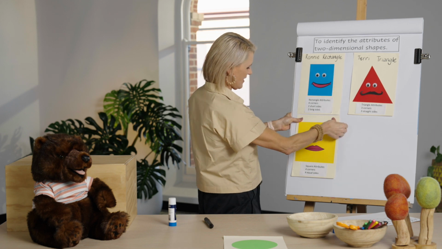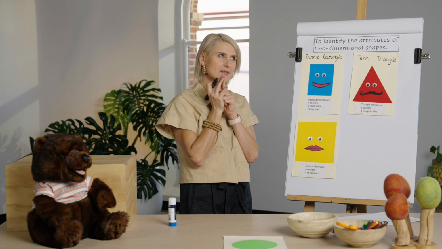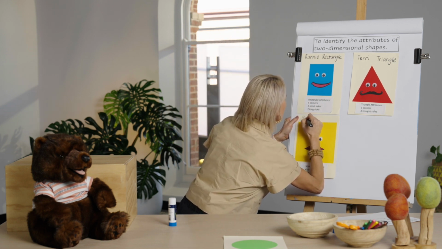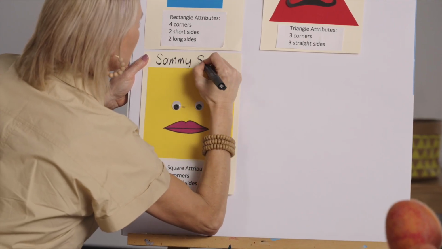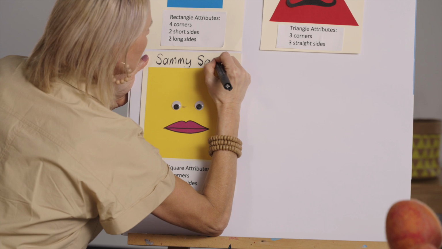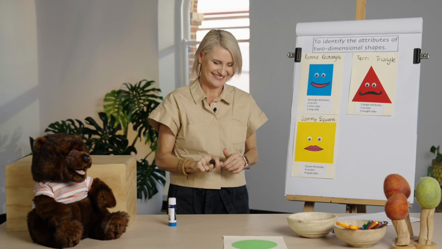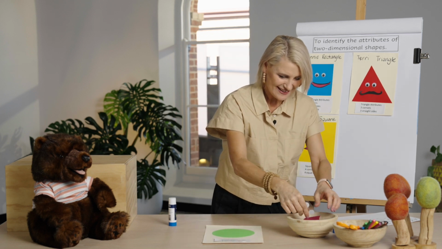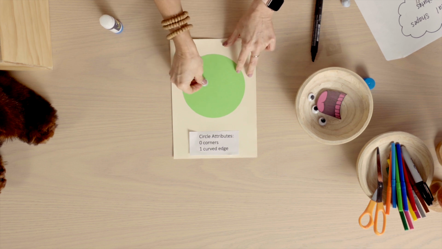What a great square. Let's think about a name for our square. What about we call our square Sammy? Sammy square. Our very last one we have here is our circle, our two-dimensional circle shape.